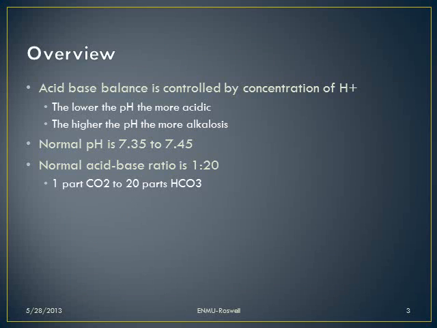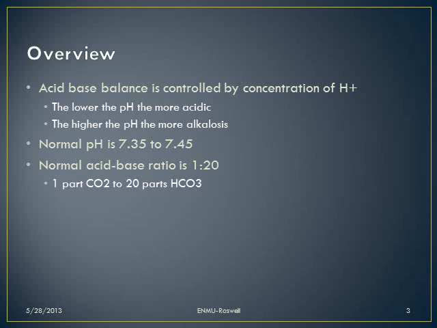All right. So acid-base balance is controlled by the concentration of hydrogen ions. The more hydrogen ions we have, the lower the potential for hydrogen, therefore meaning a lower pH. The fewer hydrogen ions we have, the higher the pH, because we have a higher potential for hydrogen. So the lower the pH, the more acidic something is, while the higher the pH, the more alkalotic something is. So normal pH in the body is 7.35 to 7.45.